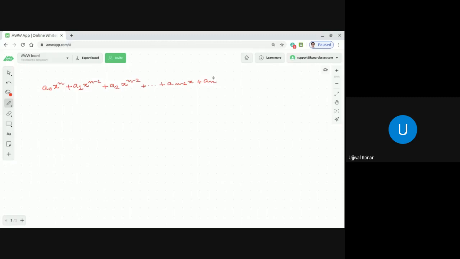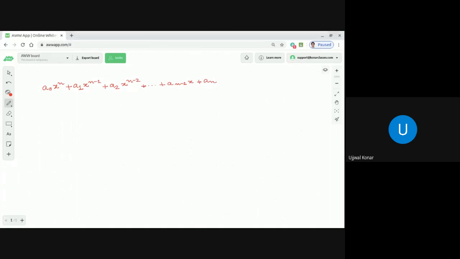Okay. In this polynomial, what is there? You see this a0, a1, a2, an minus 1, an. All these are real numbers. So what is a0? A0 is nothing but the coefficient of x power n. What is a1? A1 is the coefficient of x power n minus 1. What is a2? A2 is the coefficient of x power n minus 2. And in that way, you will find the coefficient of x is an minus 1, and finally the constant term an. Correct or not? Got it?